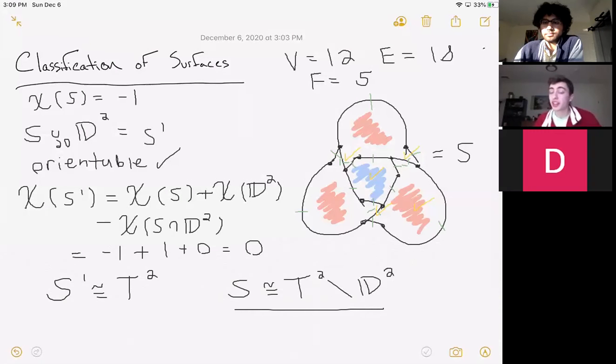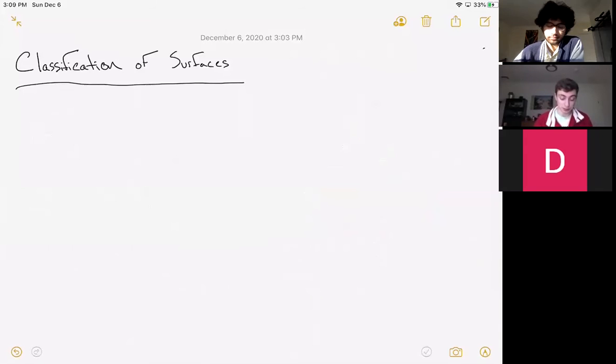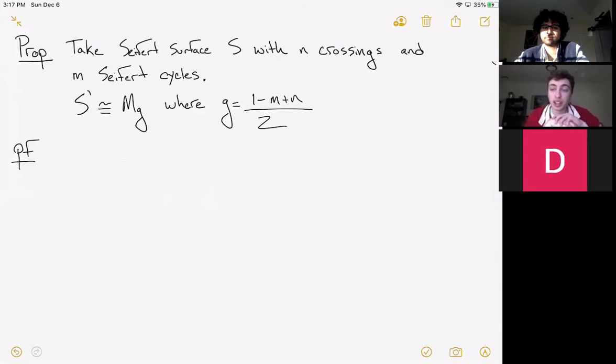I'll note that there is actually a shortcut for computing these Seifert surfaces and their classifications without going through this process every single time. And we present this shortcut in the following proposition. Okay, so the shortcut is this.